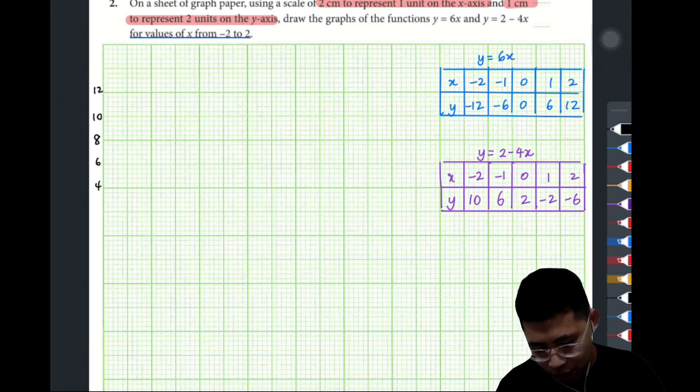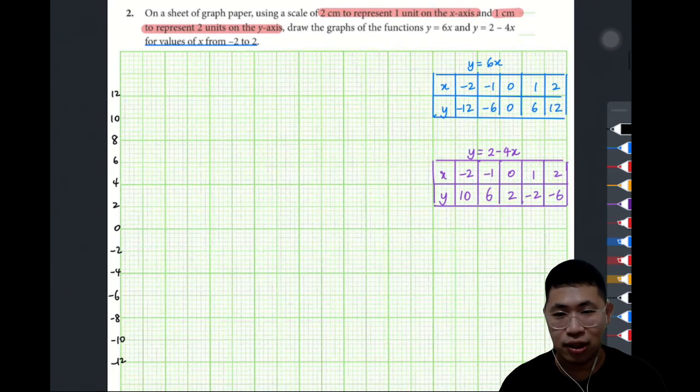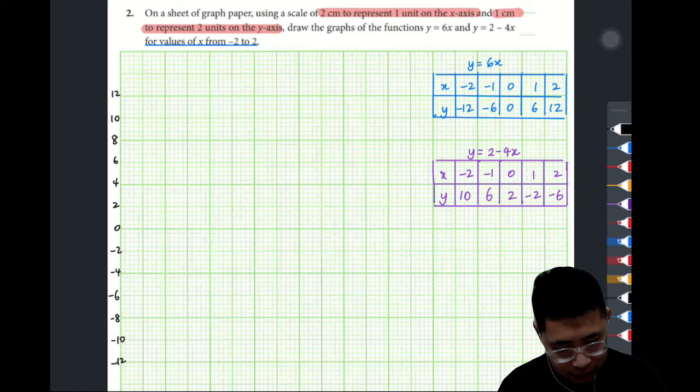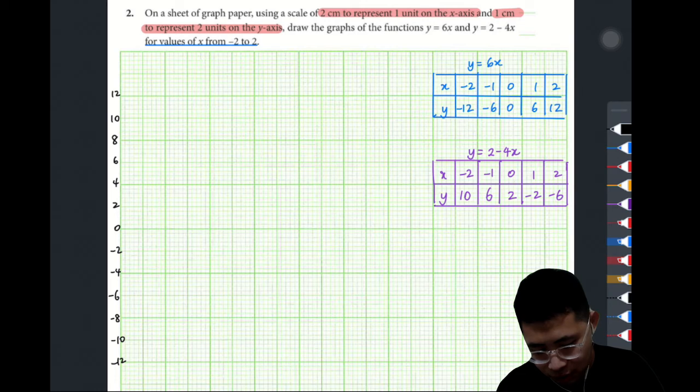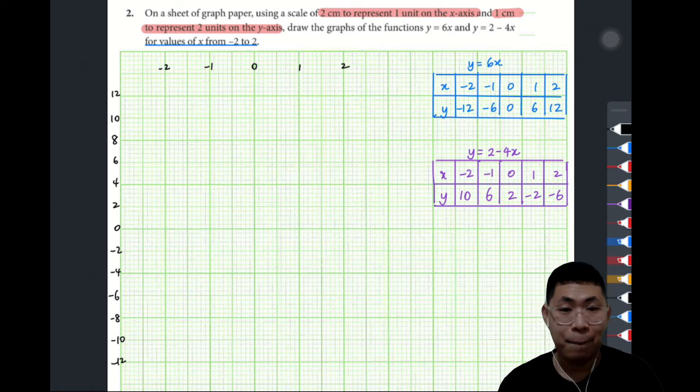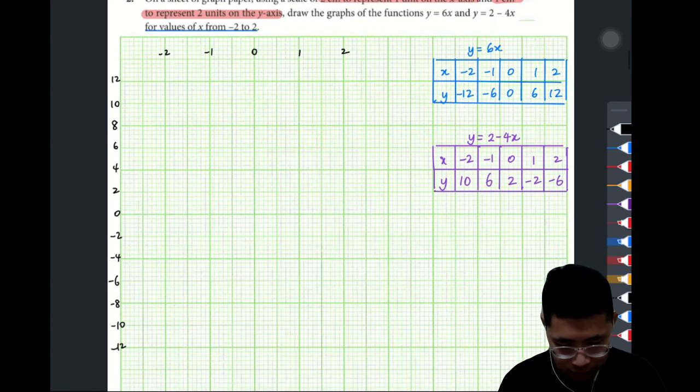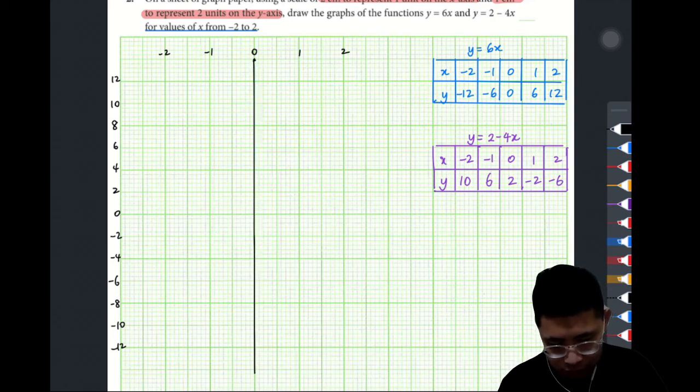Okay, 8, 6, 4, 2, 0, -2, -4. Make sure you're consistent even though it's the negative region as well. Now for the x, I will need -2 to 2, and the scale is 2 cm for 1 unit. So if I start over here, -2, 2 cm, 2 cm, 2 cm, 2 cm. My axis will be over here at the 0 mark, and one more horizontal axis at the 0 mark over here.